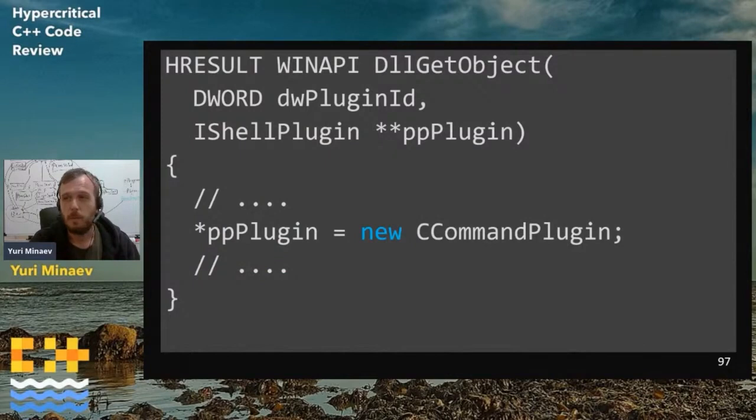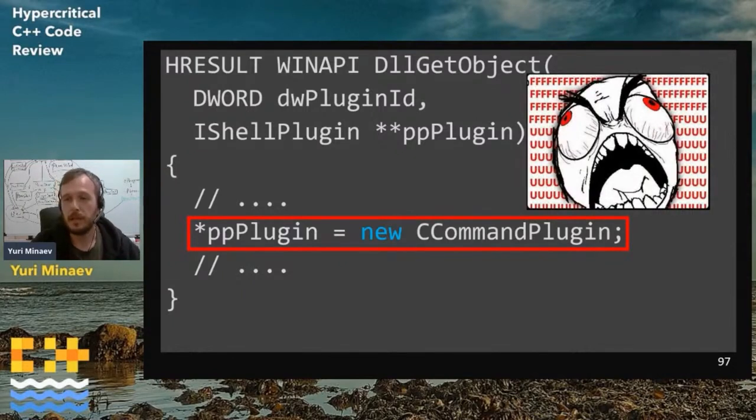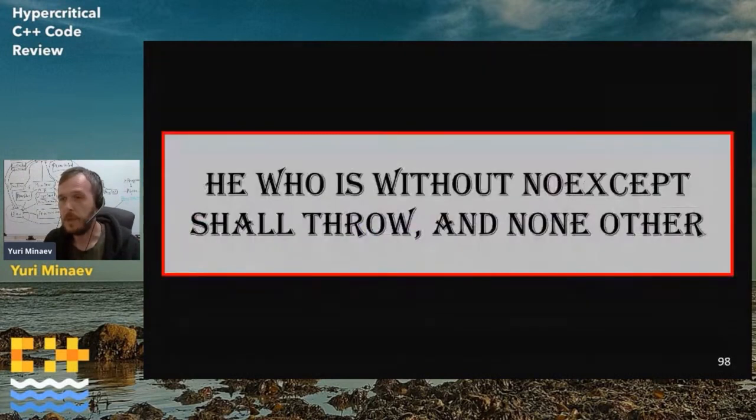And indeed, in one of the called functions, this was found, and this was what made the analyzer go into basically rage mode, I should say. Because new is a potentially throwing operation. Even if you don't get a bad alloc exception, the constructor of the object can throw in this case. So this is what was found. And the moral here is make sure you don't let any exceptions slip out of your noexcept functions or functions which have kind of noexcept semantics, like DLL main. You're not supposed to throw anything out of it.